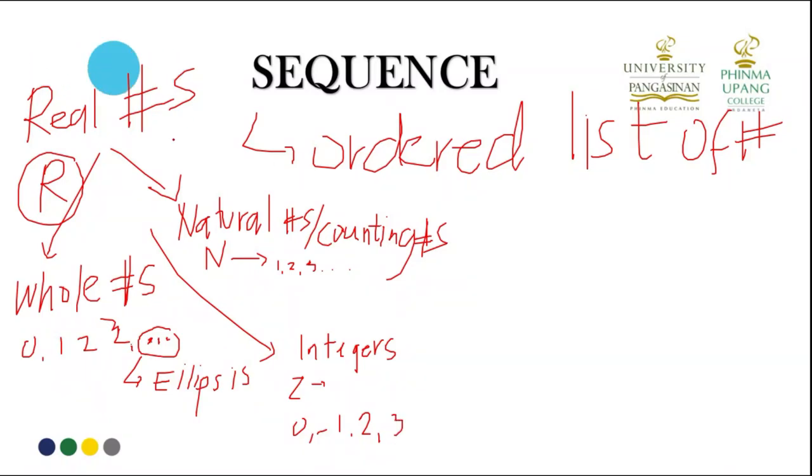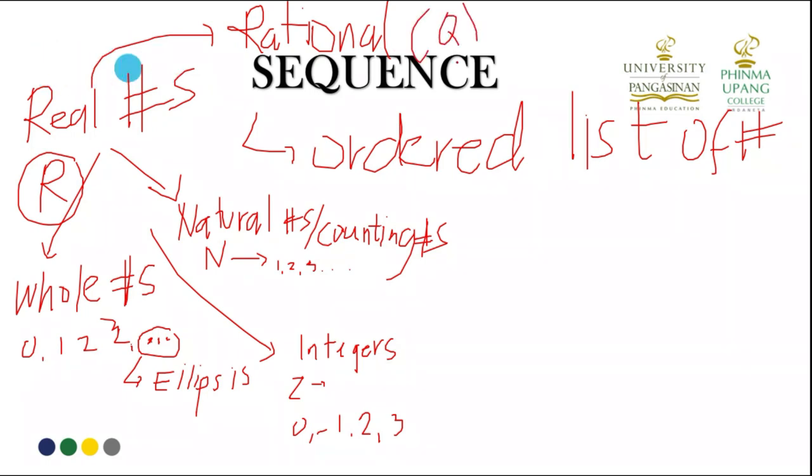And last, so lagay na natin dito yung last. Yung pang last is the rational numbers. So what is rational or irrational? Ganyan. So focus tayo sa rational. Rational has a symbol of Q. The symbol for rational is Q, and when we say rational, what are the numbers inside the rational? Anyone?